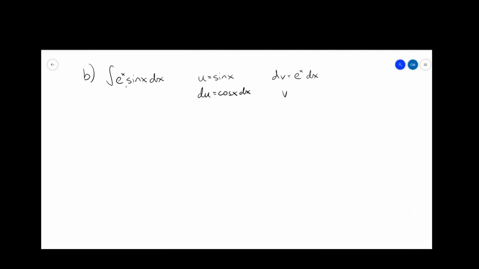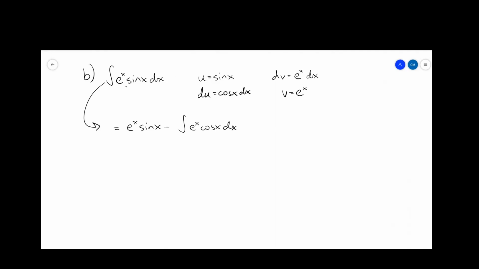The antiderivative of e to the x is just itself. And putting this into the parts formula, we're going to get uv, so e to the x sine x, minus the integral v du, so that's e to the x cosine x.